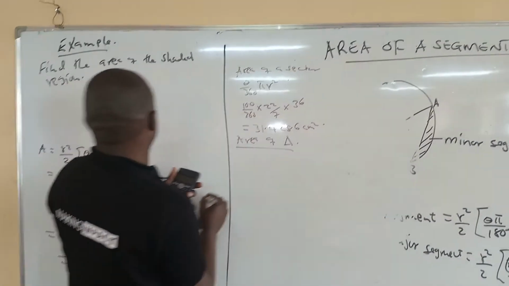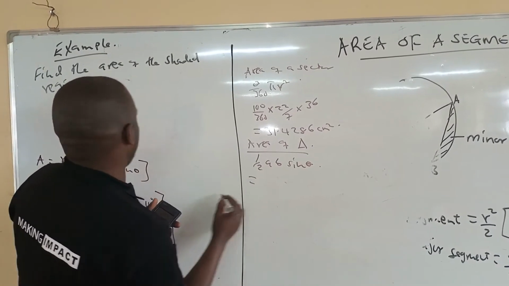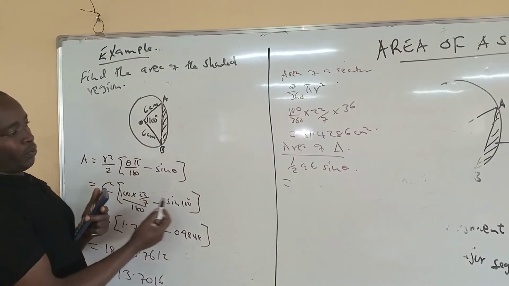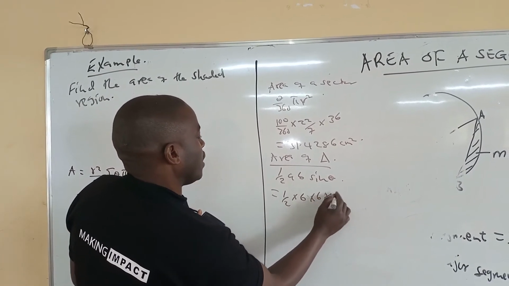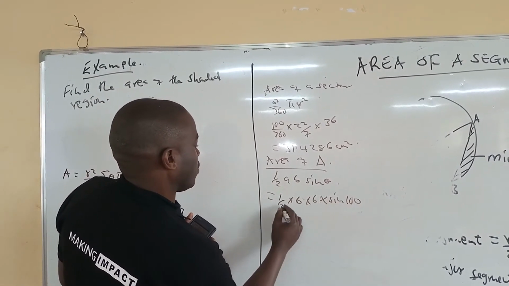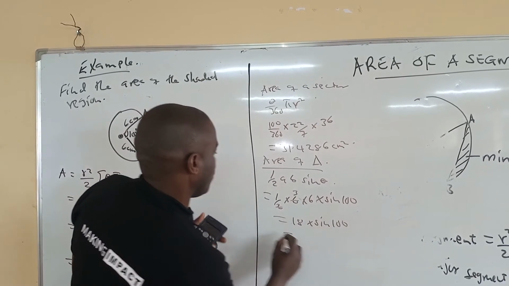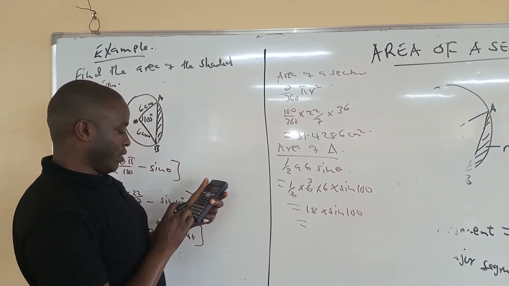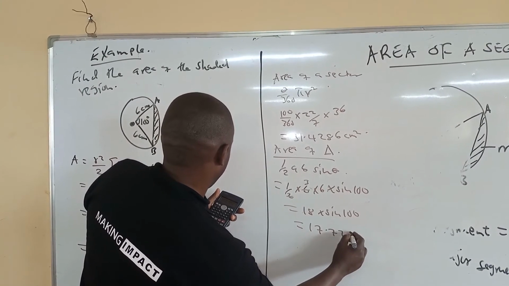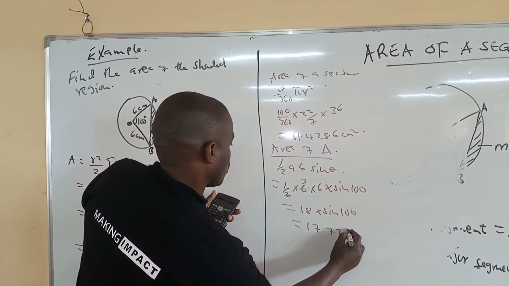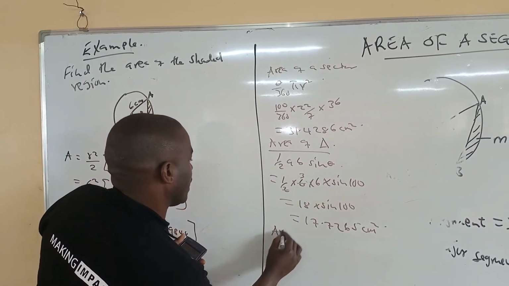And you also find the area of the triangle. For the area of this triangle, we use half AB sine of theta, because we have two sides and an included angle, so we use half times A is 6 times B is 6 times the sine of 100. That gives you 18 sine of 100, and you get 17.7265 centimeters squared. So we subtract the two.